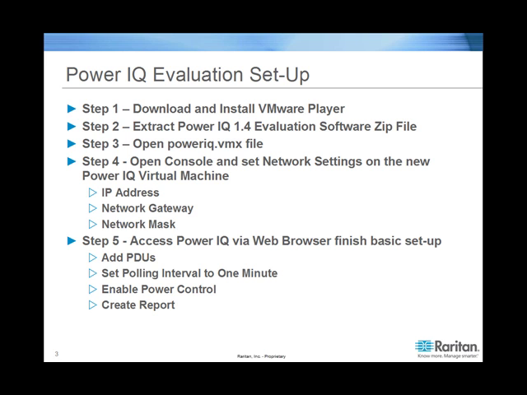Step 2 will be to extract the PowerIQ zip file. Step 3 will be to, from the VMware Player user interface, open your PowerIQ file. Step 4 is to open the console and set network settings on your new virtual machine. You'll set the IP address, the network gateway, the network mask. Step 5 is to access PowerIQ via web browser to finish the basic setup. You'll access the IP address you set in Step 4.